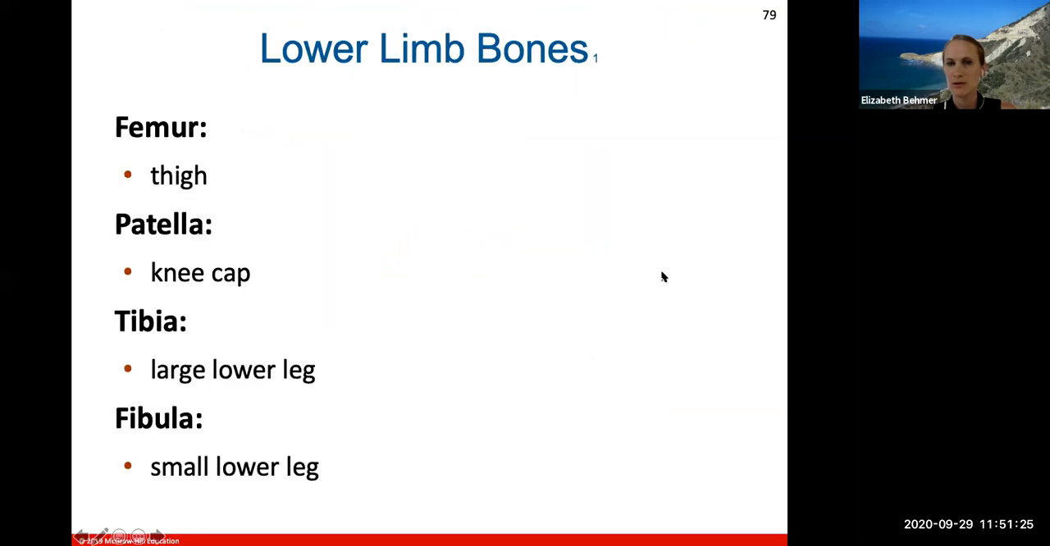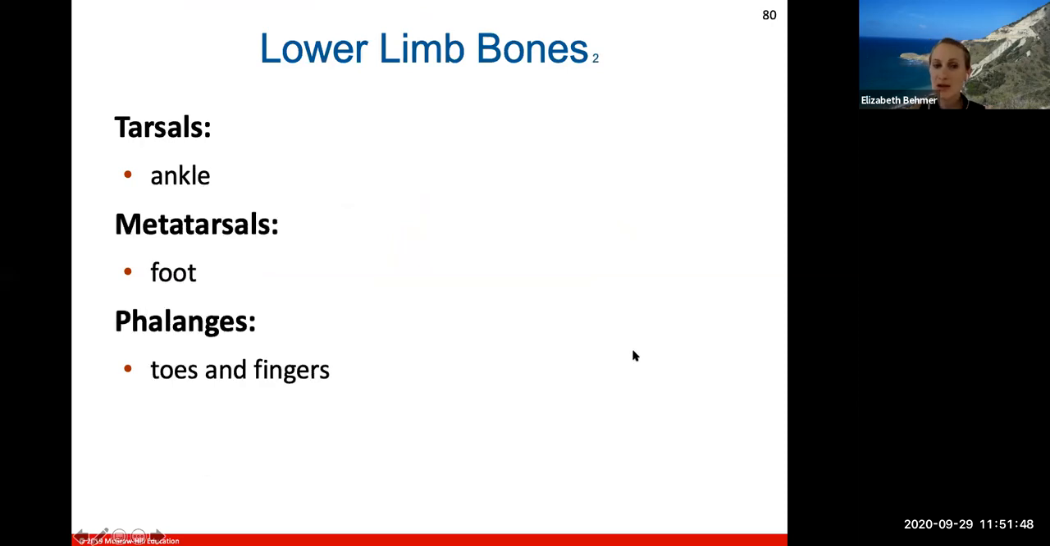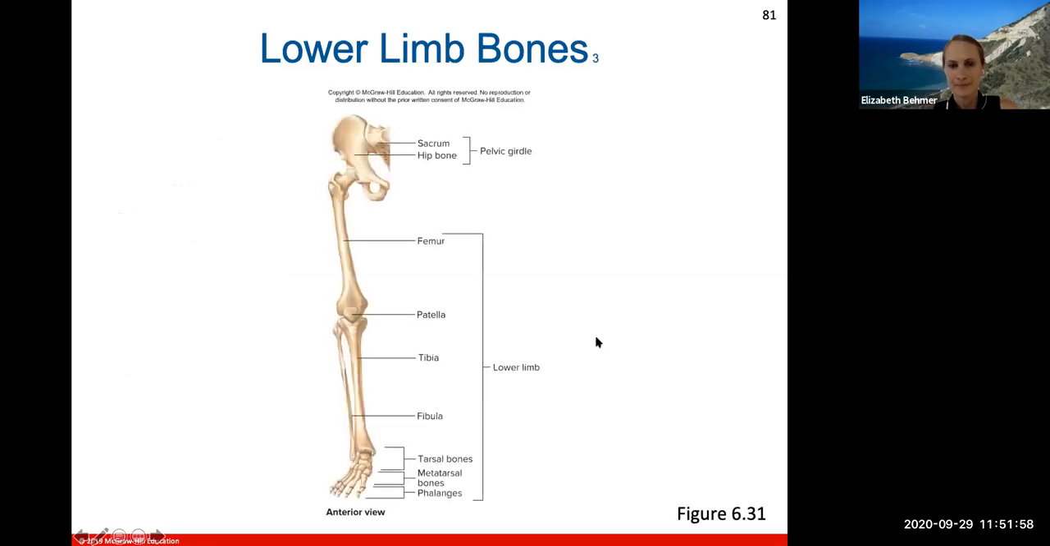Okay. So then into the lower limb, we have the femur, which is in your thigh, the patella is the kneecap, and then the tibia and fibula are two parallel bones in the lower leg. The tibia is the larger of the two, and the fibula is the flimsy one. So fibula is flimsy, it's the smaller one. Tarsals are in the ankle, like your carpals are the wrist bones. Metatarsals are in the foot, or the sole of the foot, and then the phalanges are the toes and also fingers. So this is a look at the lower limb, the pelvic girdle, the hip.